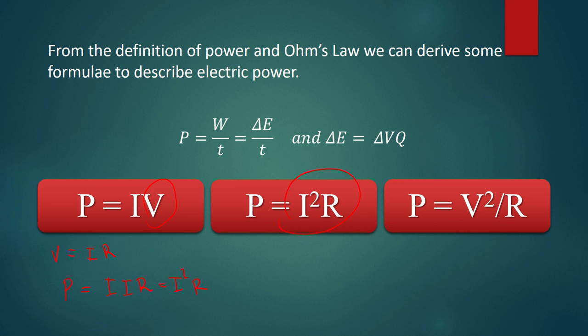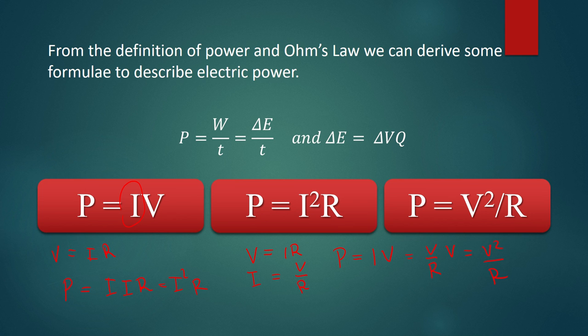Now, how do you get the other one? Well, if you look at our Ohm's law, V equals IR, we can also replace the I instead of the V. So if you take your Ohm's law and solve it for I, I is going to be V over R. Then you take your power definition, which is power equals IV, and replace the I. You're going to get V over R times V, which is V squared over R. So that's how you get the last definition for power. So you have three definitions for power that we can use.